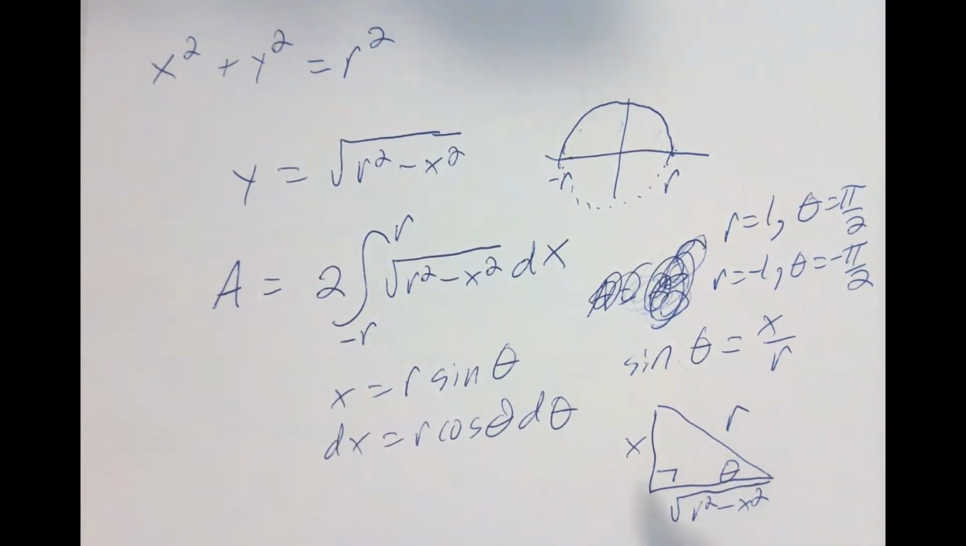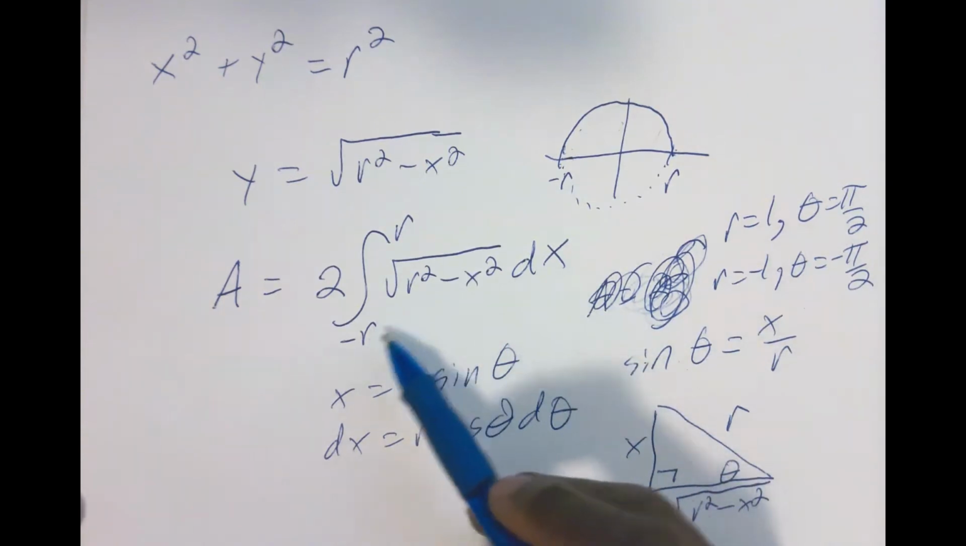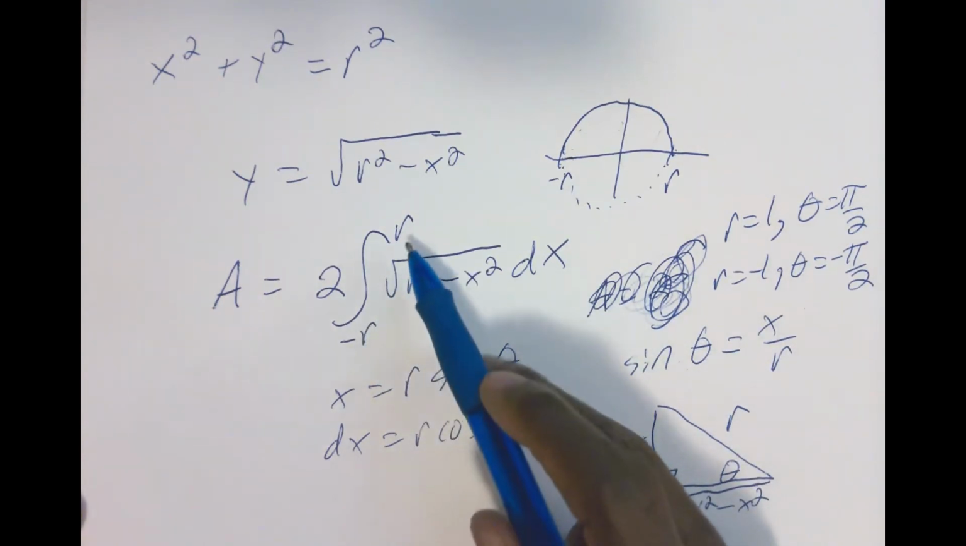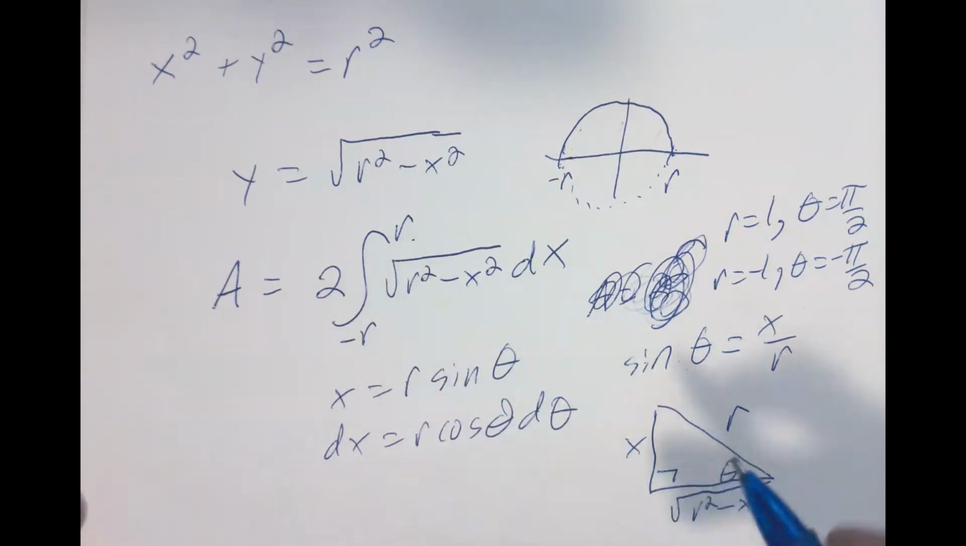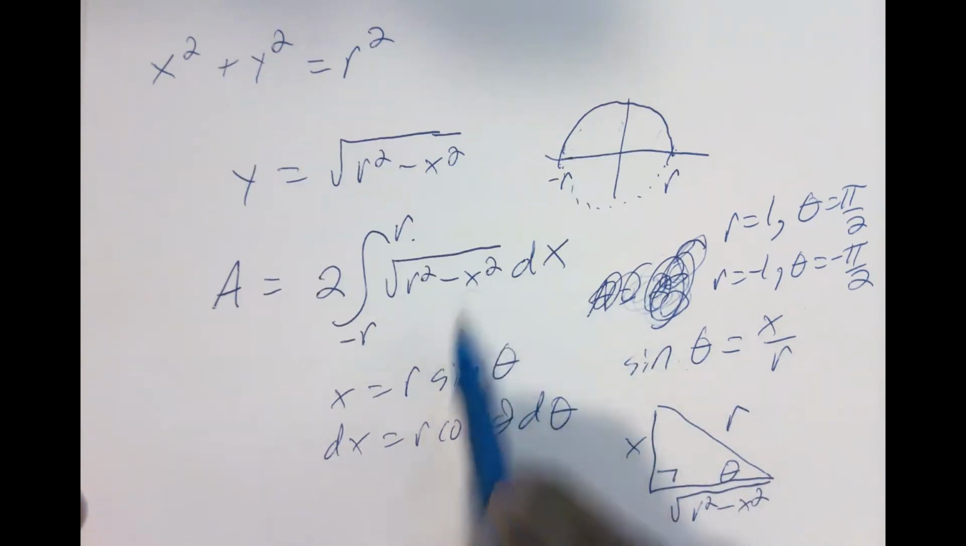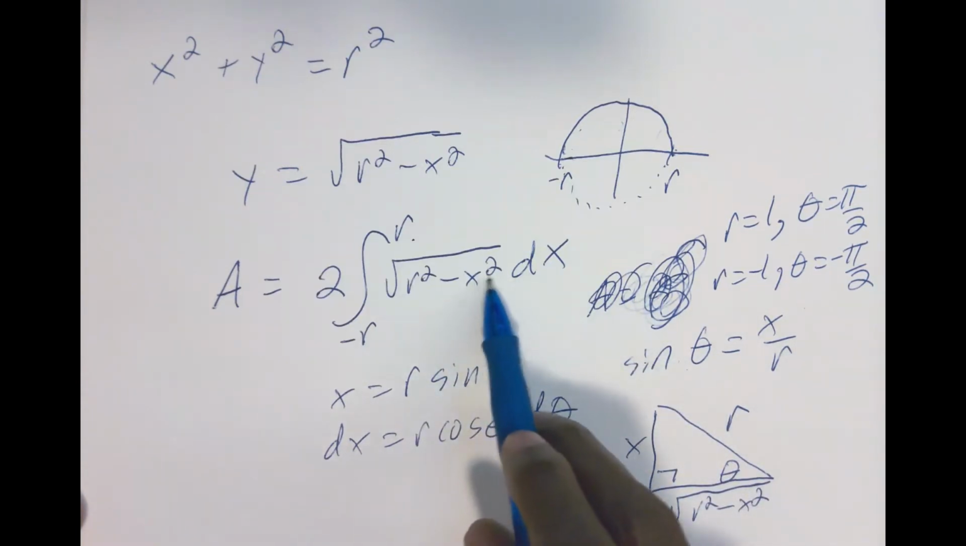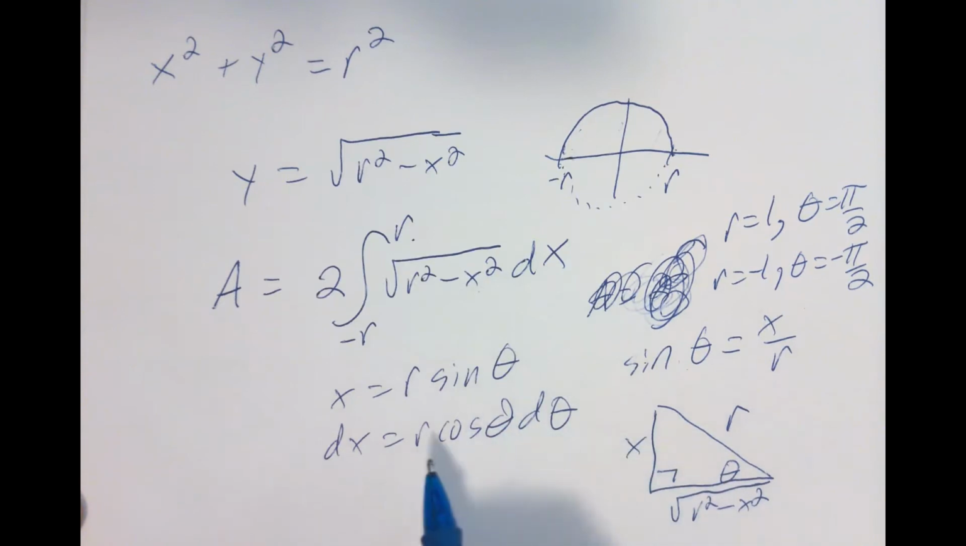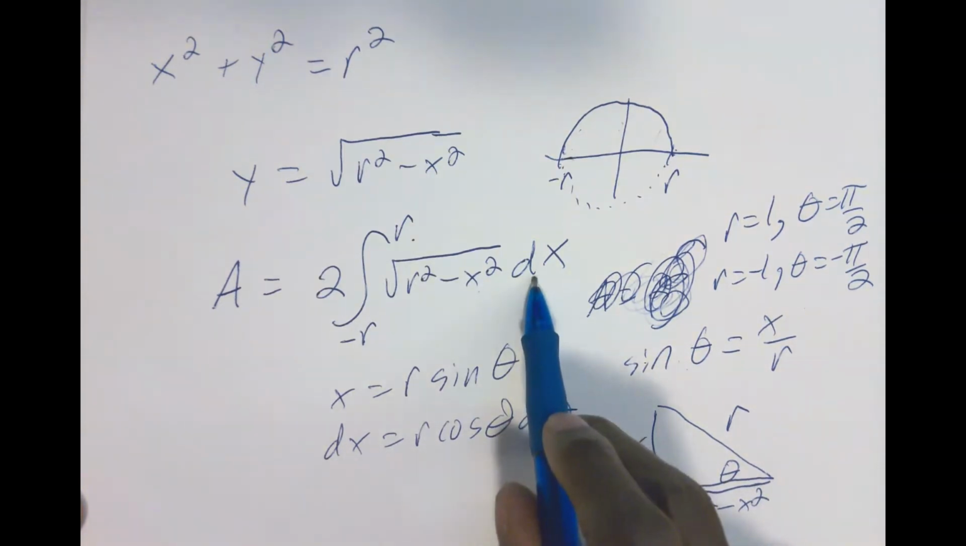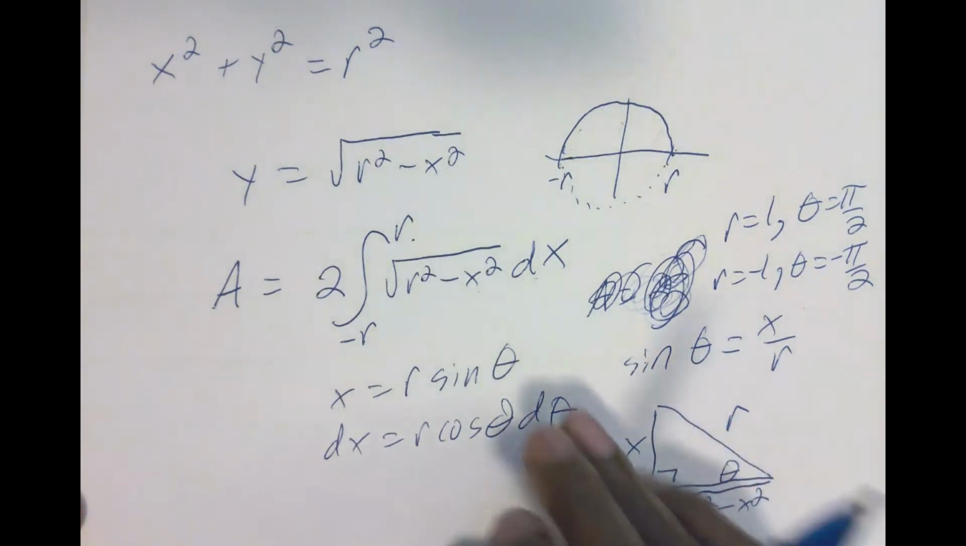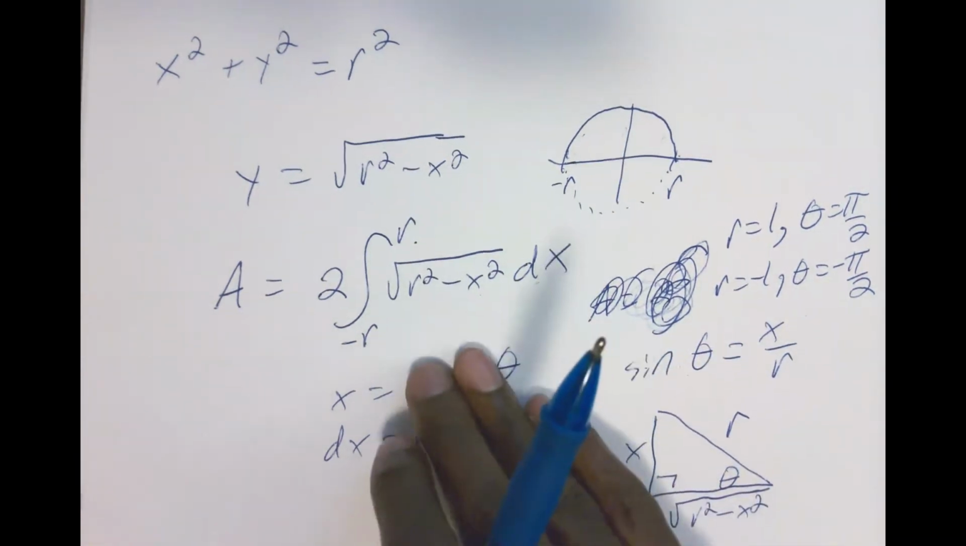So sine of pi over 2 is 1. Sine of negative pi over 2 is -1. All right, so I'm going to change these limits from negative pi over 2 to pi over 2. And then I'm going to go ahead and substitute r sine theta for x and r cosine theta d theta for dx. All right, so I'm thinking I'm going to have to do that on a separate sheet.